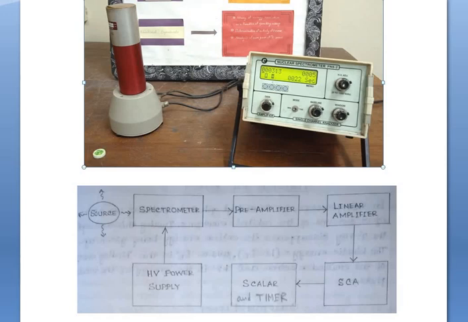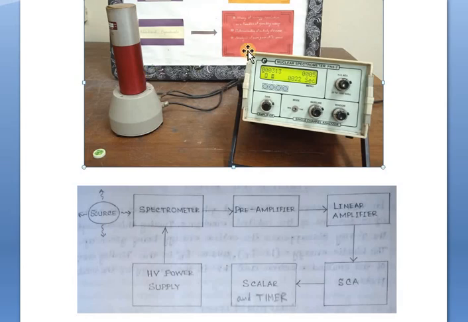So on the screen you can see here, this is our detector, or should I say gamma spectrometer, and this is the radioactive source, the 137 cesium source, and this is our compact electronic module which has both the linear amplifier and also the single channel analyzer along with scaler and timer. Not to forget that we also have a knob here through which we can give the high voltage to the detector.